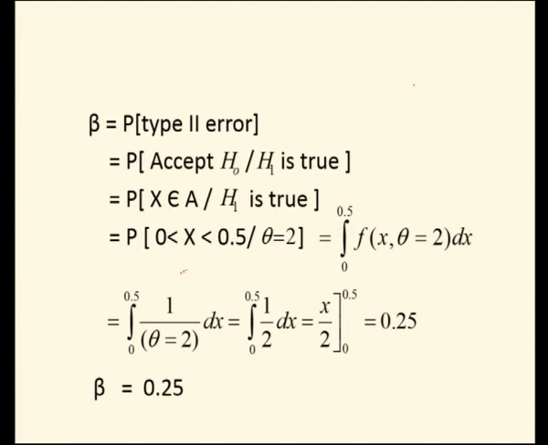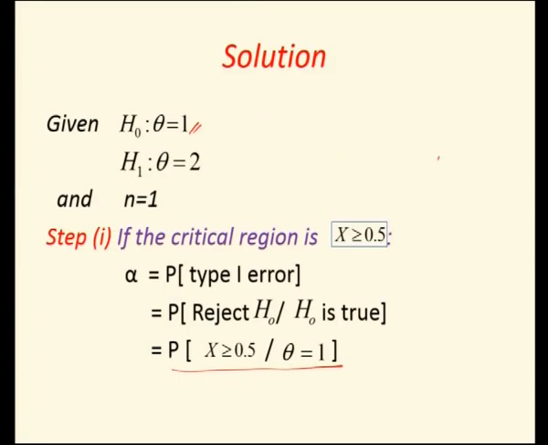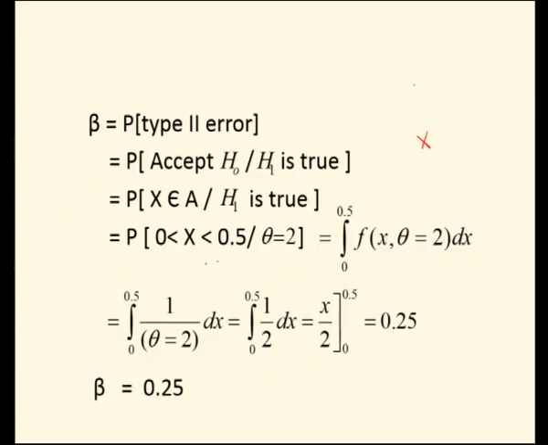Now, come to this particular concept here, that x belongs to A means x belongs to the acceptance region, is that x greater than or equal to 0.5 is a rejection region. So, acceptance region will be 0 is less than x is less than 0.5. So, this has been given here. Now, H1 is true, theta is equal to 2. Now, here, so it is 0 to 0.5 f of x, theta is equal to 2.